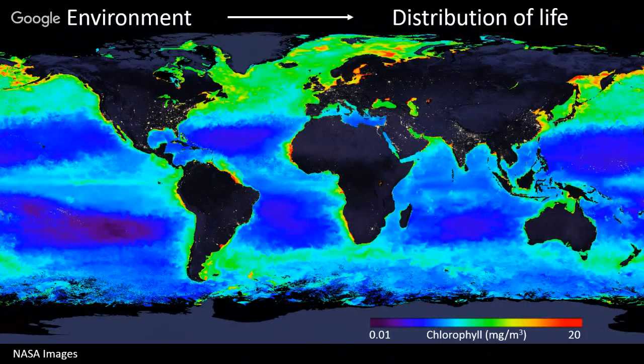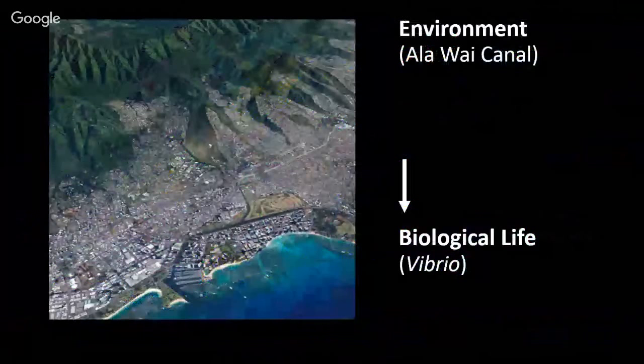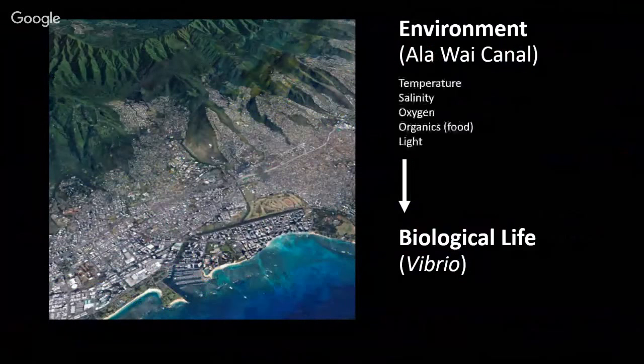So bringing it back down to Hawaii, our environment is the Ellison Canal, and the distribution that we're interested in is of Vibrio. Some of the things that we measure in the environment are temperature, oxygen, organics, which is food for Vibrio, and light, things like this. And we might measure the distribution or the diversity of Vibrio species.